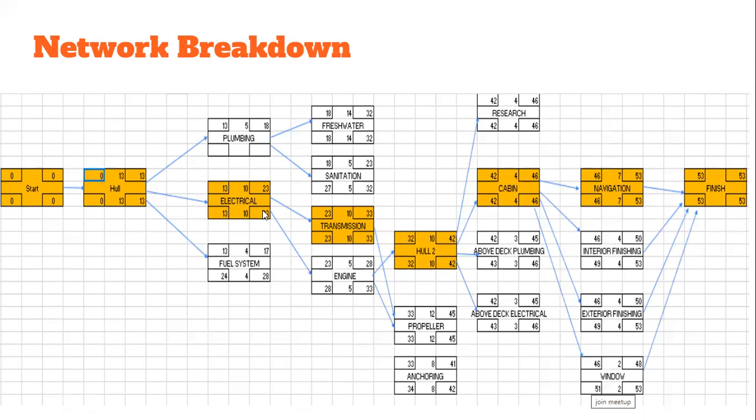So, after creating the network, we can easily see the critical path. The nodes which make up the critical path are highlighted in yellow.